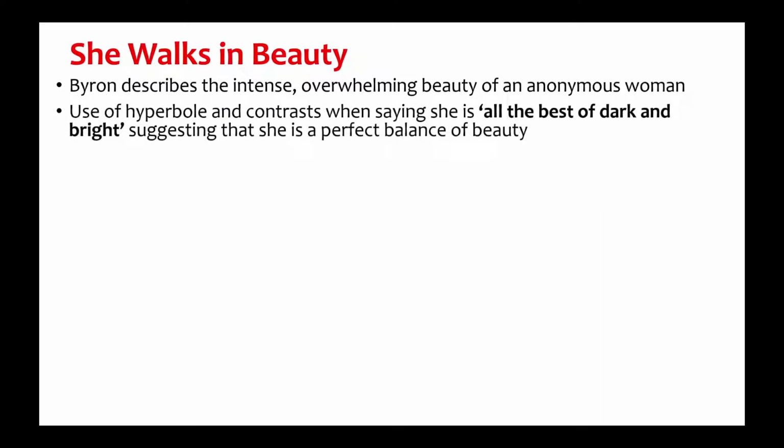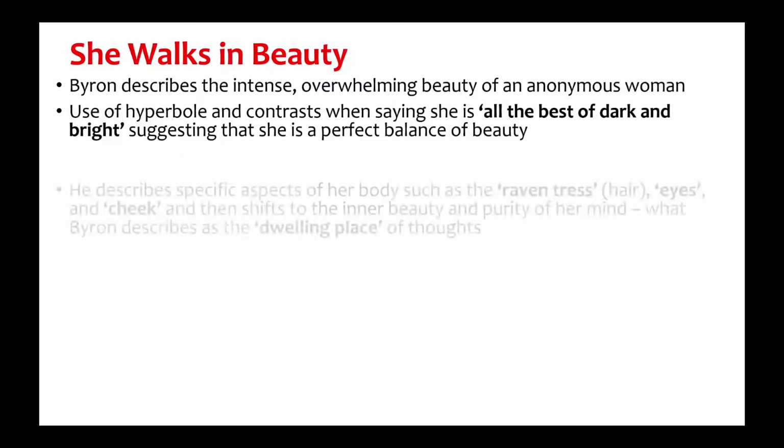Throughout the poem, Byron uses hyperbole. He claims that she is all the best of dark and bright, suggesting here that she is a perfect balance of beauty. The poem begins by saying she walks in beauty like the night, which is a very unconventional opening and fits to his status as a romantic poet who defied a lot of the literary conventions of the time.